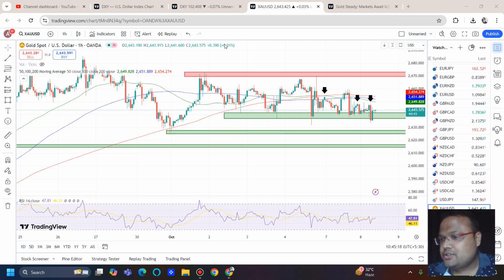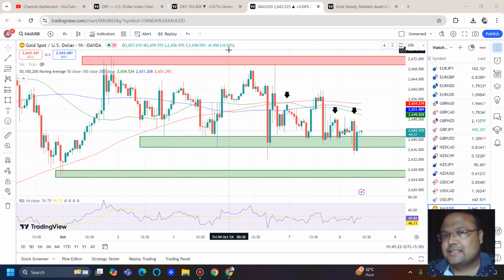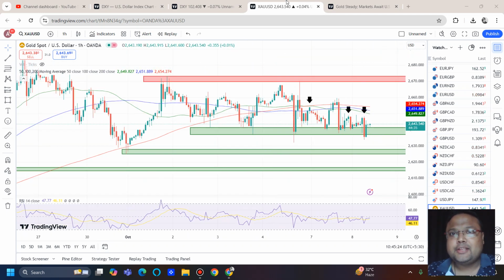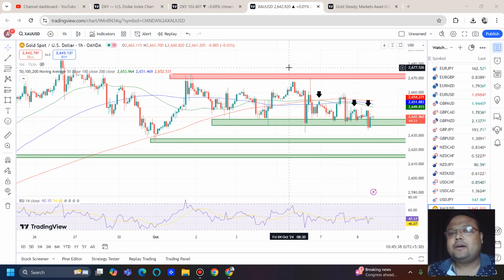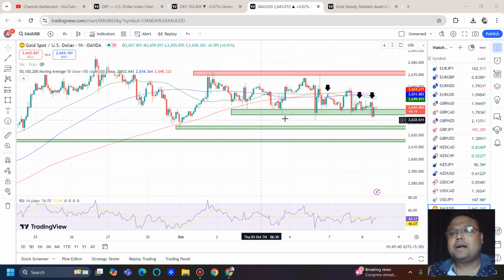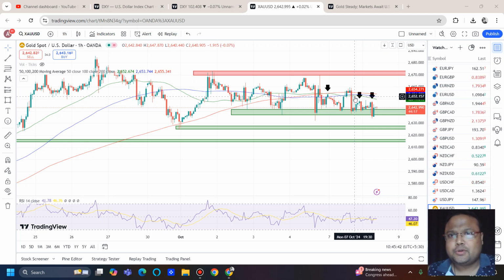My dear friends, this is the hourly chart of gold in front of us, and we can see that the market is still trading inside the range only. Gold is trading in a tight range for the last couple of days, and things have not changed at all. So, my dear friends, the levels that we discussed yesterday on Saturday are still very much present because we can clearly see the market is trading inside the range only.